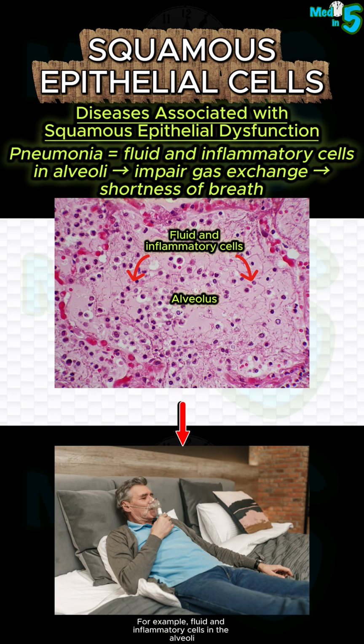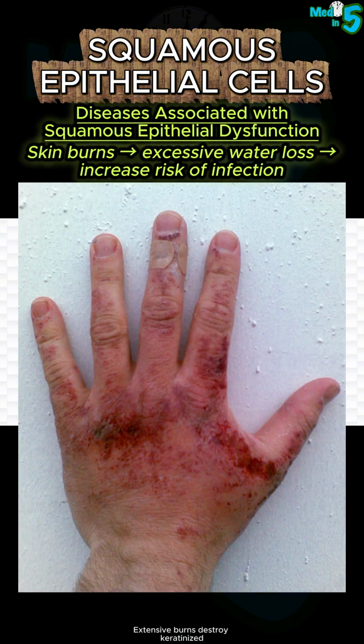For example, fluid and inflammatory cells in the alveoli during pneumonia impair gas exchange and cause shortness of breath. Extensive burns destroy keratinized stratified squamous epithelium, causing excessive water loss and increasing the risk of infection.